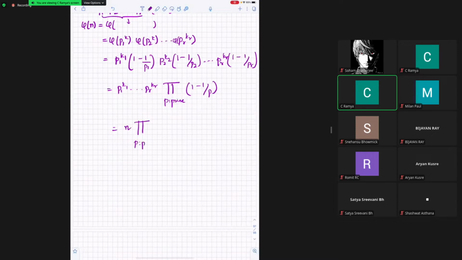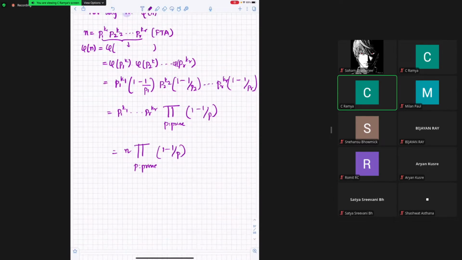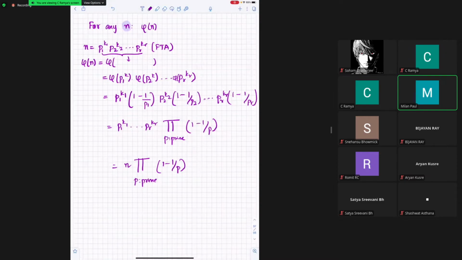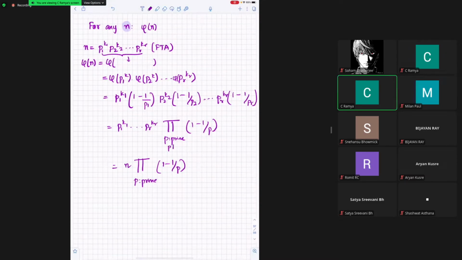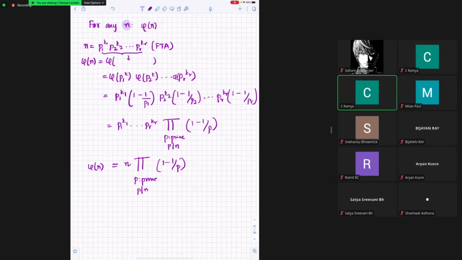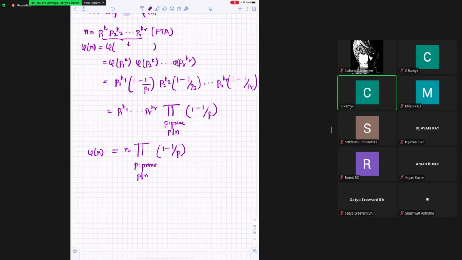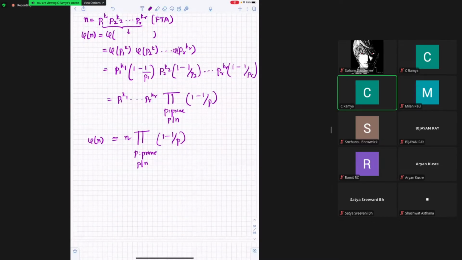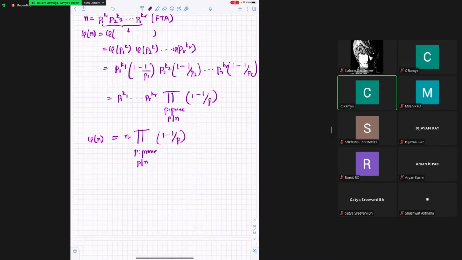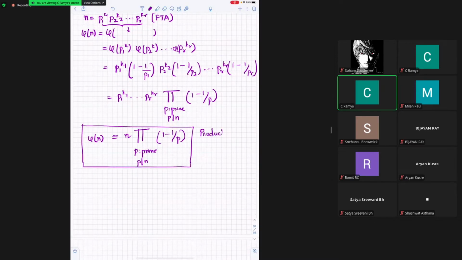Is this product over all primes, or what kinds of primes? Prime factors of n, right? So in other words, p should divide n. Is this clear to everybody? So this thing here is called the product formula. This is quite famous. The product formula for Euler's totient function.